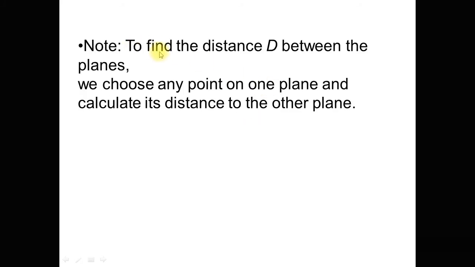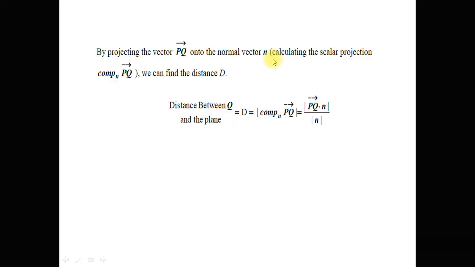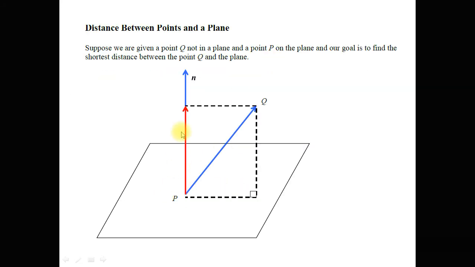So note there, to find the distance d between the planes, we choose any point on one plane and calculate its distance to the other plane. In this slide, one plane is given and one point Q, which does not lie on the plane, is given. So we find the distance between this point and the plane.